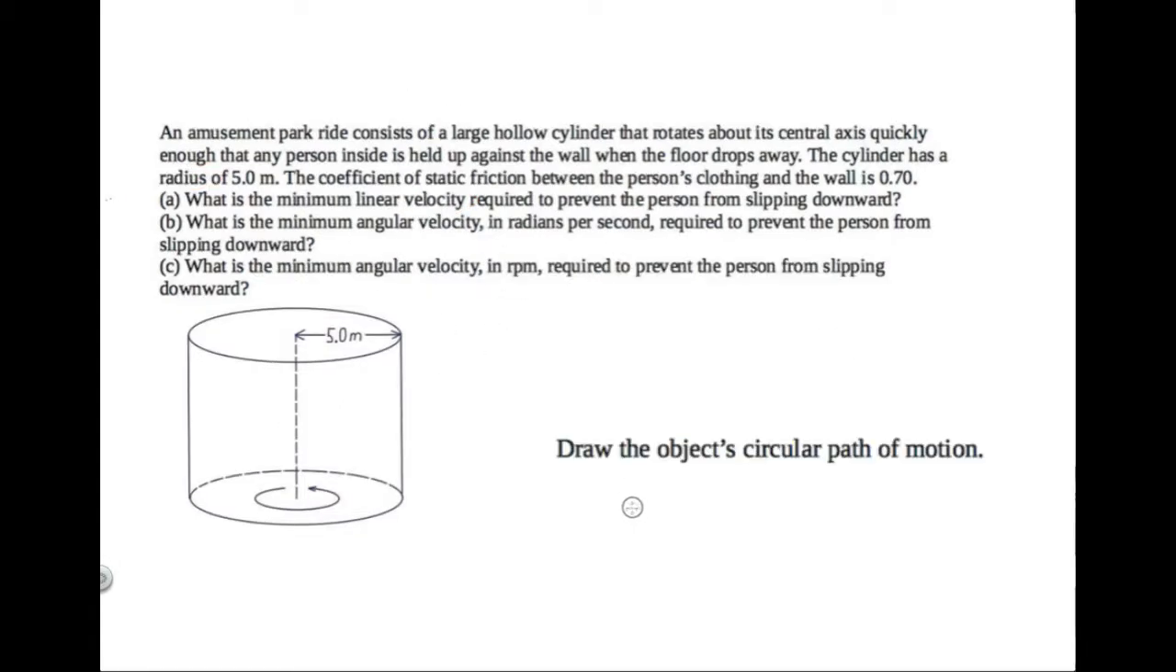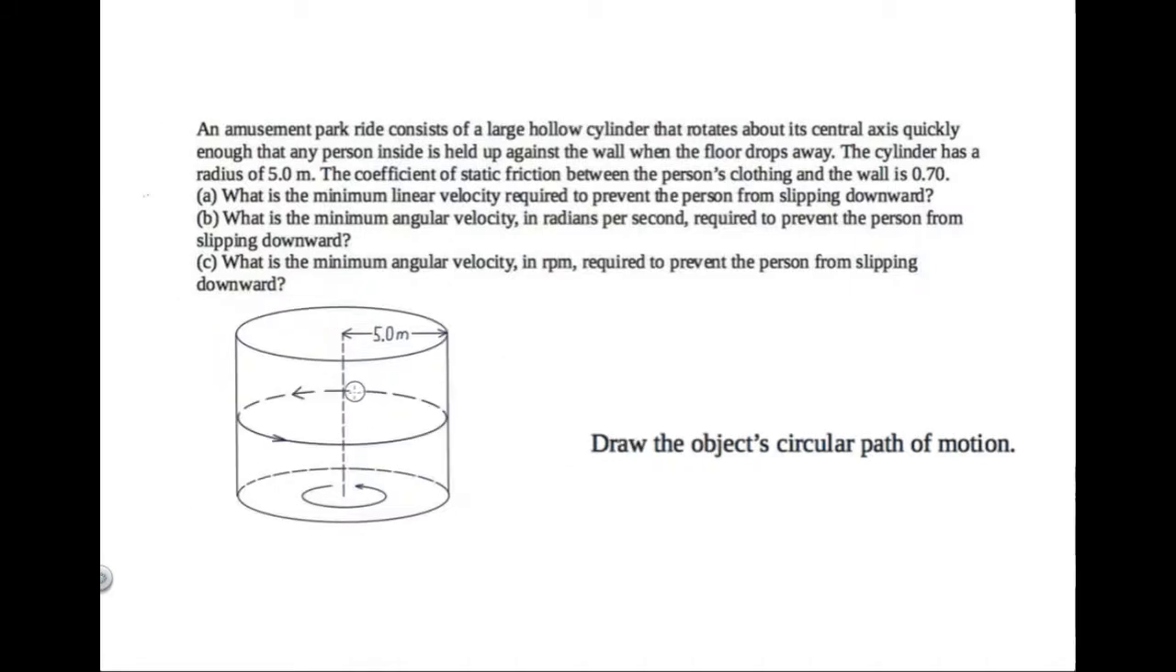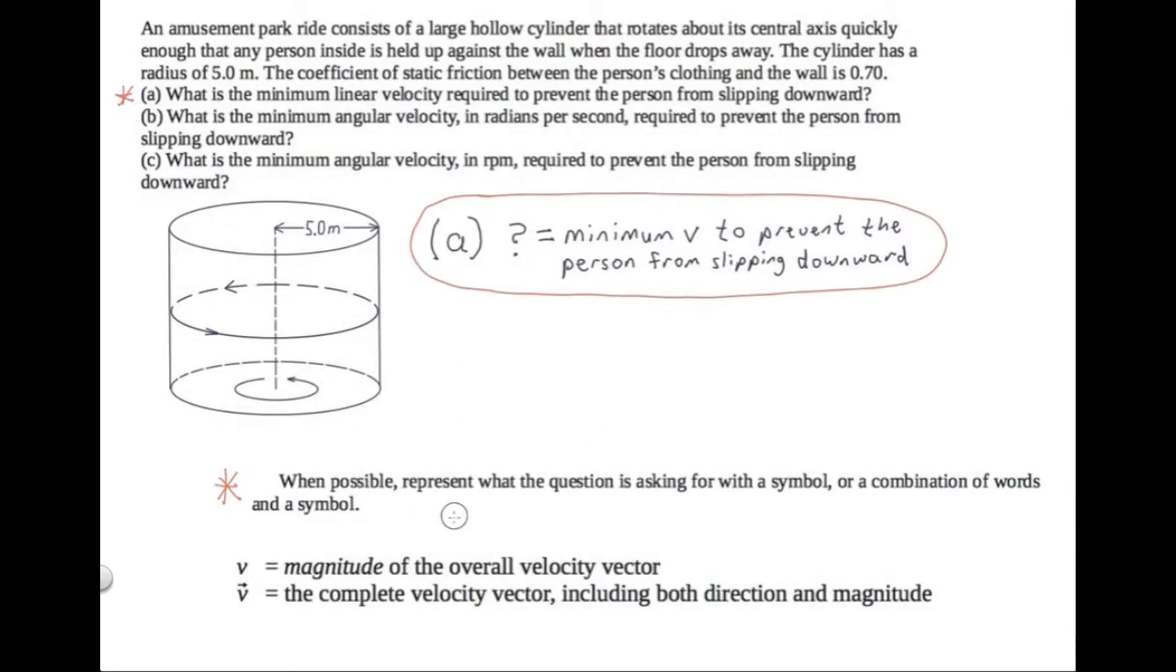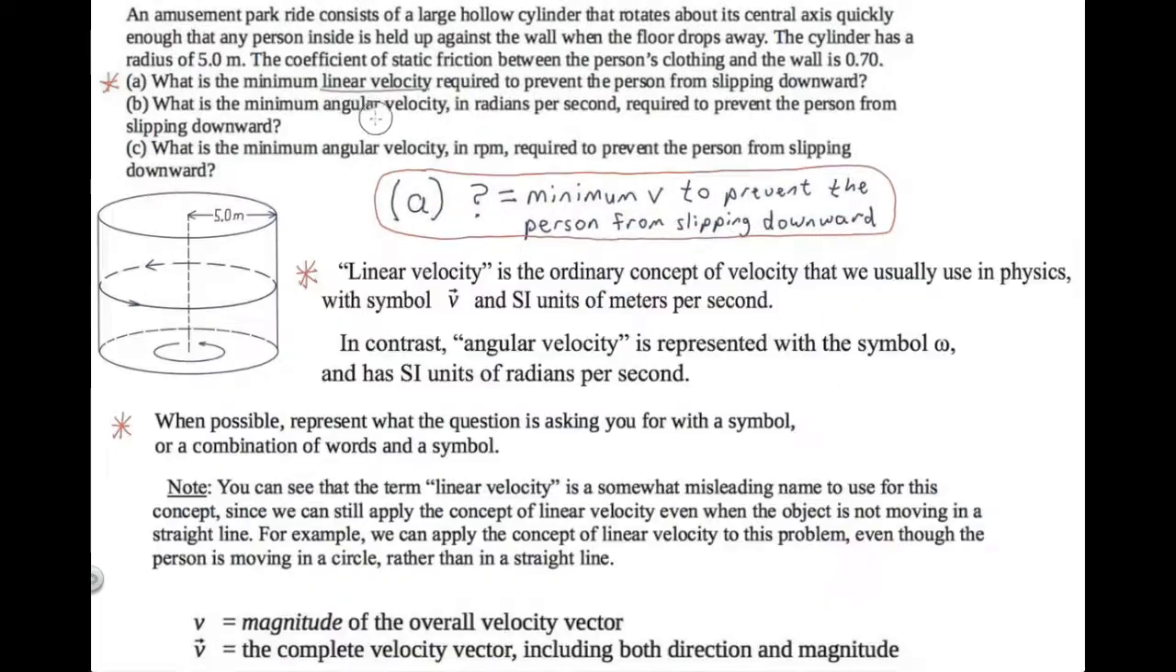Next, we should draw a circle to represent the object's circular path of motion inside the cylindrical amusement park ride, like so. In this problem, the person is moving in a horizontal circle. When possible, you should represent what the question is asking you for with a symbol, or in this case, a combination of words and a symbol. The problem is asking us for the linear velocity. Now, linear velocity is the ordinary concept of velocity that we usually use in physics, with symbol v and SI units of meters per second.